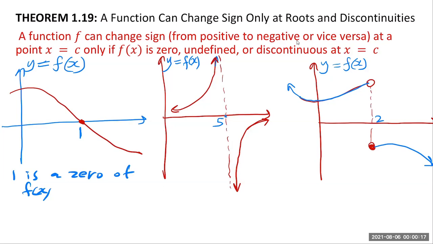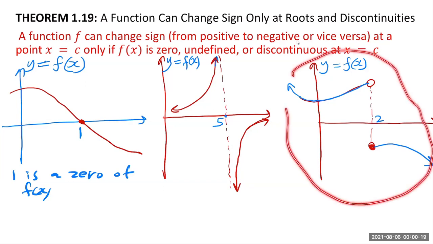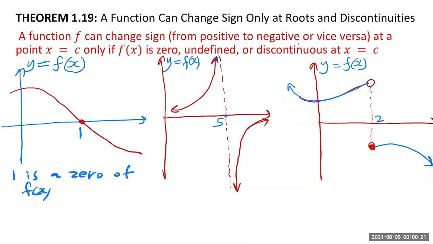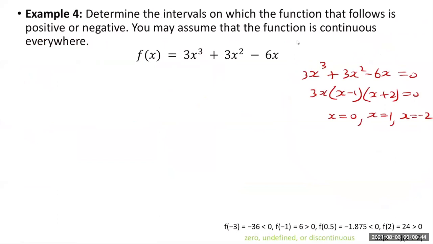And here is the other situation where you can have a sign change. This is a situation where you have a discontinuity. As you can see, you have a jump discontinuity here, right? To the left of 2, your function is positive, and to the right of 2, your function is negative. These are the 3 cases where you can have a sign change for your function. All right, with this in mind, let's do our last example.